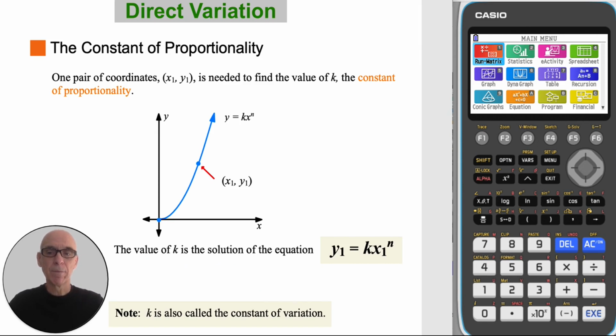Again, just one pair of coordinates is needed to find the value of k. Substituting these values into the equation and solving the equation for k will give the value of the constant.